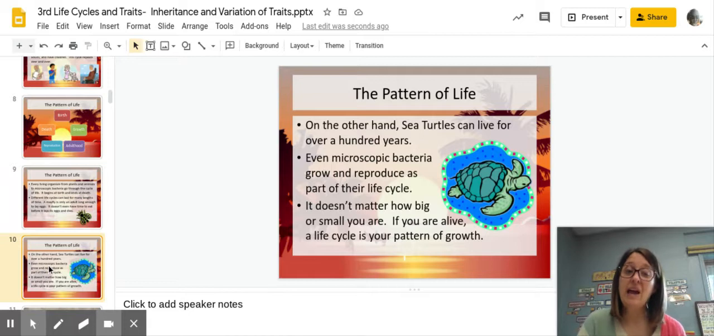But on the other hand, you might have a sea turtle that can live for hundreds of years. You might have microscopic bacteria, which are teeny tiny bacteria that grow and reproduce. It doesn't matter how big or small you are. If you are alive, you're going to be born, you're going to grow, you're going to reproduce, and then you're going to eventually die.